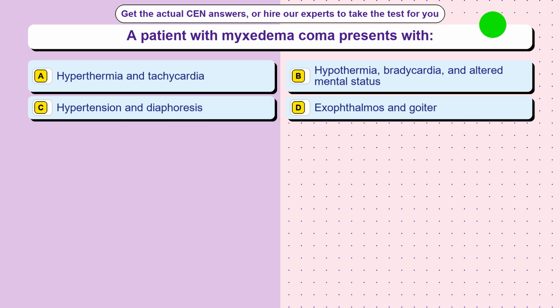Question 24. A patient with myxedema coma presents with: Option A, hyperthermia and tachycardia. Option B, hypothermia, bradycardia, and altered mental status. Option C, hypertension and diaphoresis. Option D, exophthalmos and goiter.